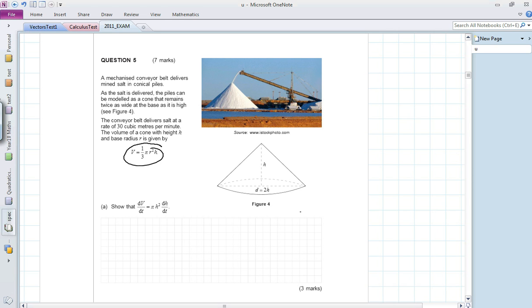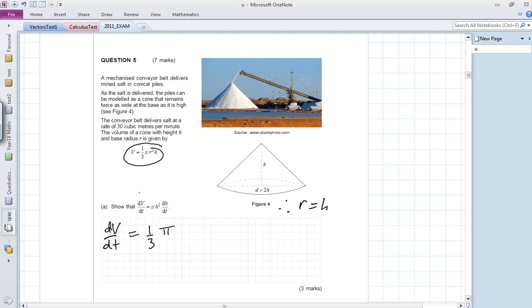Now if we look at our diagram here as well, we also know that the height is equal to twice the diameter. So let's start off with this expression here. So differentiating with respect to t, and what I'm going to do here, rather than keeping r there, I'm going to use the fact that the diameter is twice the height, therefore the radius must equal the height there. So we're going to substitute or replace in this formula the r with h. So we've actually got h cubed.